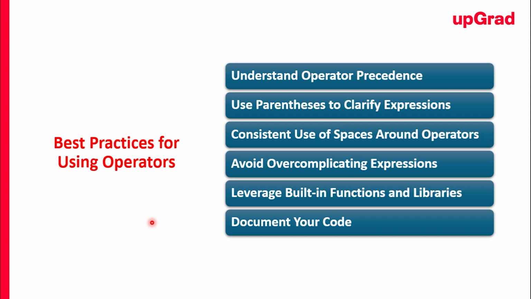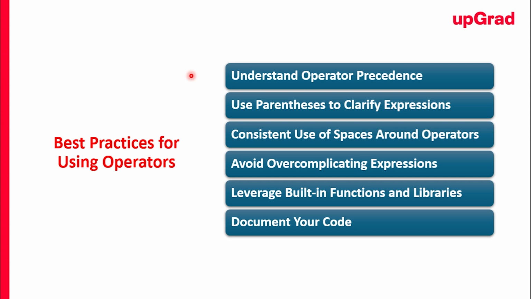To write efficient and error-free code, what are the best practices required? It's essential to follow best practices when using operators in Python. Here are some tips. Number one is to understand operator precedence. You know the BODMAS rule, so first multiplication, division and that kind of operators take precedence, then addition, subtraction, then comparison operators and logical operators. That's how the flow is supposed to be.